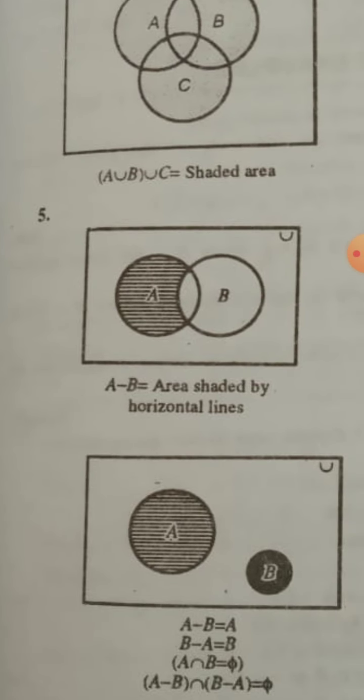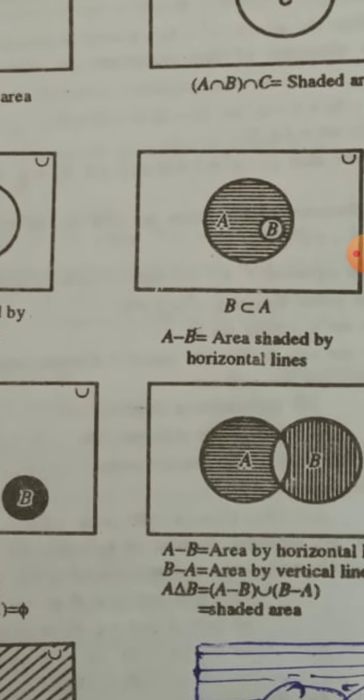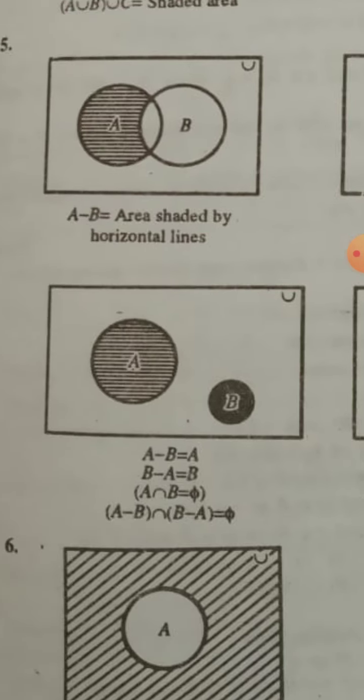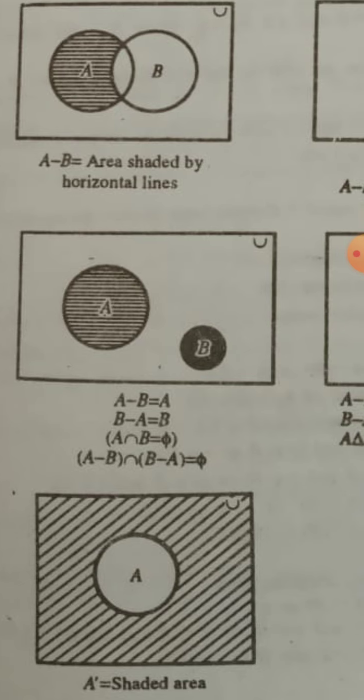Next one is A minus B, the difference of sets, area shaded by the horizontal line. This is the figure of A minus B. In set A, all elements of B are taken out and A minus B is the shaded region in figure 5. In the next figure, A minus B, when B is a subset of A, B is completely inside A, then A minus B will be the area of all shaded region by the horizontal line except B.